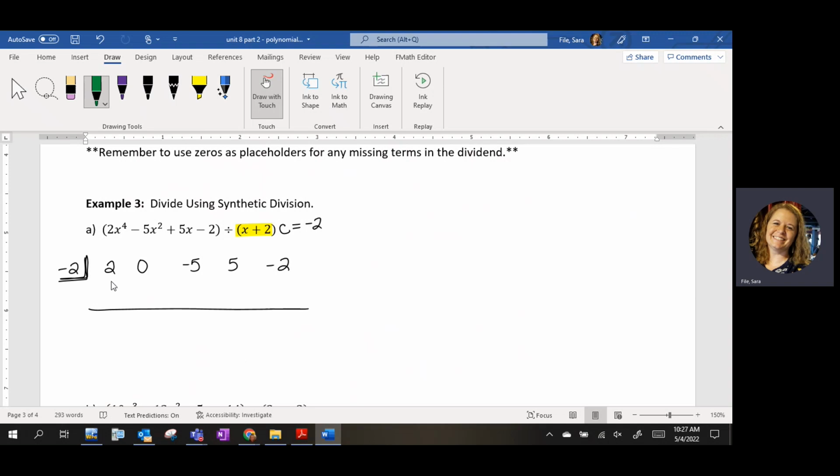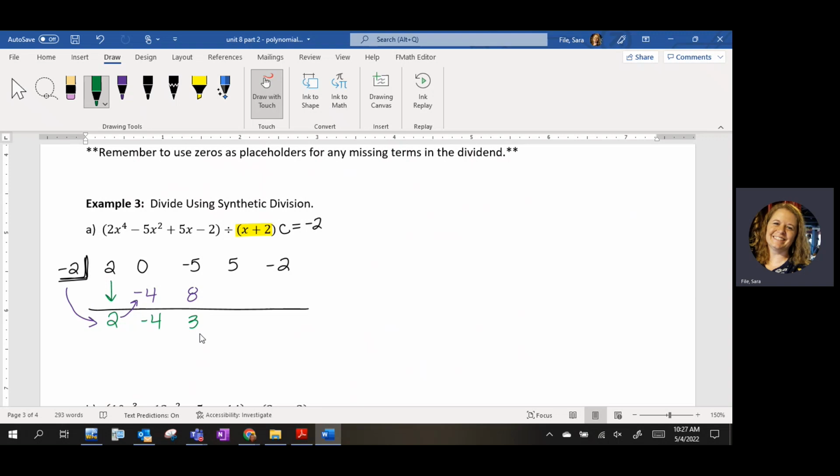Once you have it set up, drop the first term under the line, stays as is. Okay, and then we are taking the c and multiplying by the number under the line and putting the product above the line in the next column. So -2 times 2 is -4. And then you are adding what's above the line. You're adding the column. So that's -4. -2 times -4 is +8. And then I add this column and I get 3.